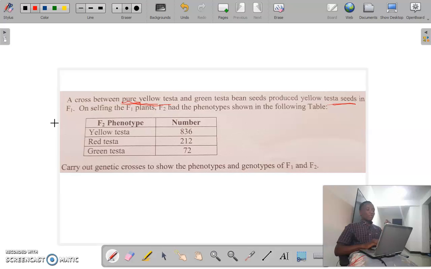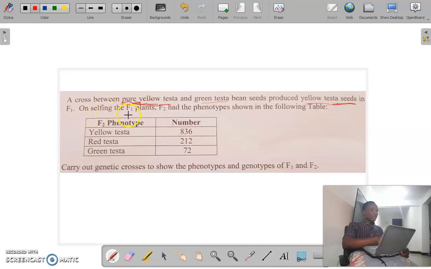Maybe you don't have any idea about this question, but having a cross between yellow tester and green tester, with the resulting F1 being yellow tester, you may think that yellow tester is dominant over green tester. Because yellow tester was seen in F1, and as the principle of dominance states, a phenotype expressed in F1 hybrids is dominant. So we can think that probably yellow tester is dominant over green tester. We can keep on reading.